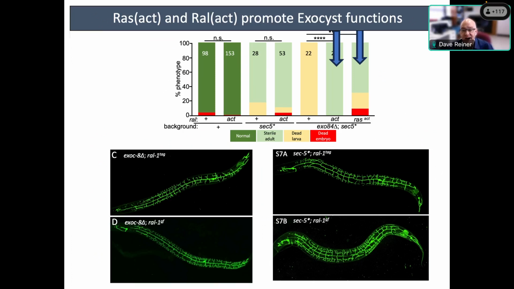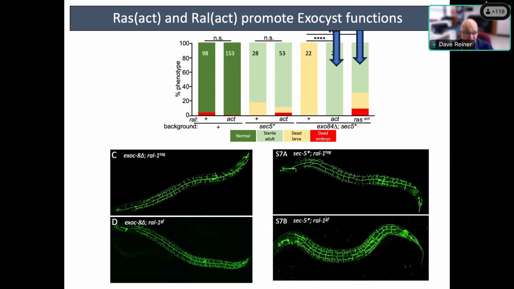In column 5, the yellow column is the XO84 Sec5 double. Those die as early larvae. They're deficient. They're not absent exocyst, but it's low. Activated RAL will bump that back up to sterile adults. So they live literally 24 hours longer. It's an almost doubling of their lifespan. And of course, those animals survive just fine for their full lifespan. They're just sterile. And importantly, the weaker activating RAS mutation will also reverse that early lethality. So we think the RAS-RAL-GEF-RAL pathway is promoting that.